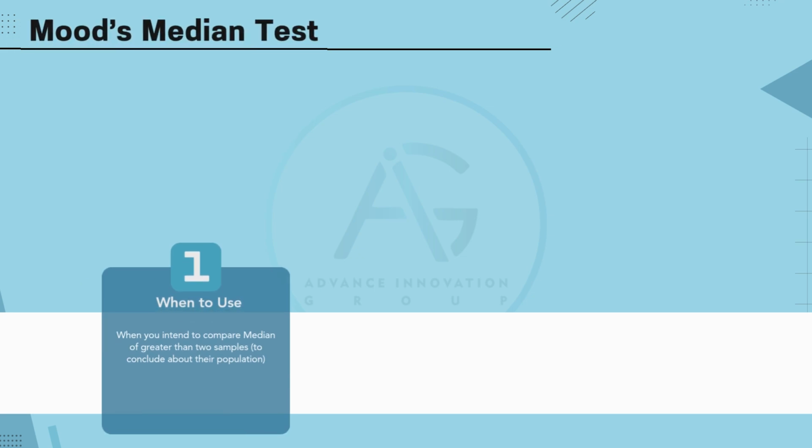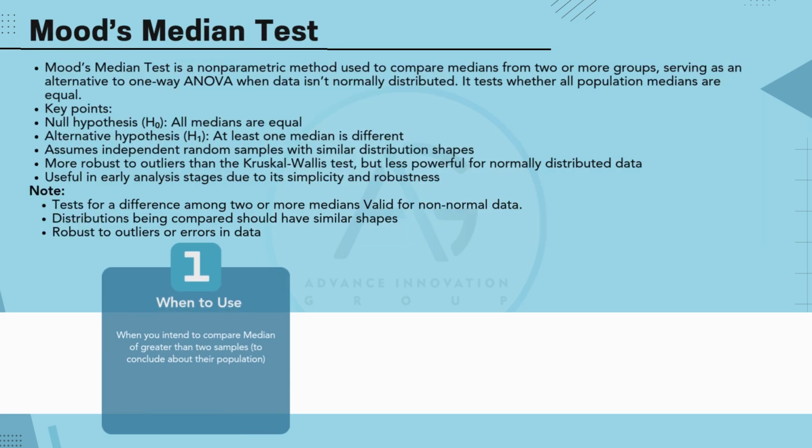Slide title: Mood's median test. Slide purpose. This slide provides a comprehensive explanation of Mood's median test, a non-parametric method used to compare medians from two or more independent groups when the data is not normally distributed. Begin by explaining what Mood's median test is. It is a non-parametric hypothesis test used when we want to compare the medians of two or more groups. This test is especially useful when the assumption of normality is violated, making traditional parametric tests like ANOVA inappropriate.